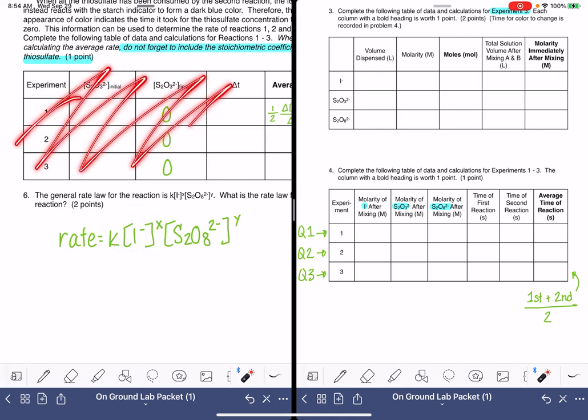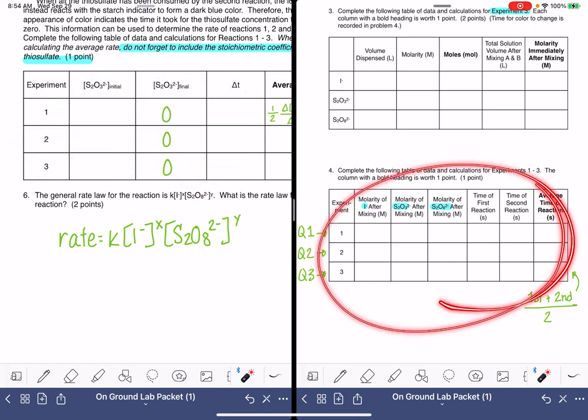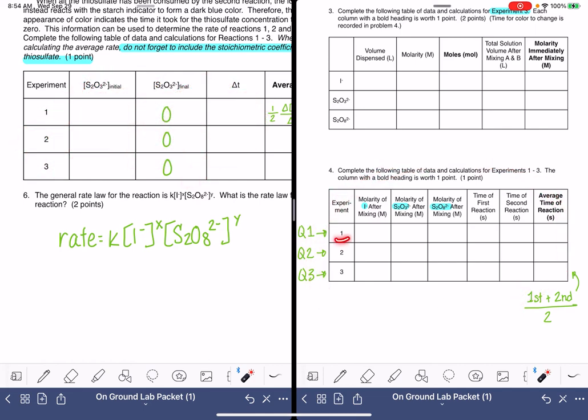Now, don't look here, because the data that you need is not here. The data that you need is over here in question number four. So for experiments 1, 2, and 3, find two experiments where the concentration of I minus stays the same. Let's say that it's 1 and 2. You're going to set this up like a fraction: [I-]^x [S2O8 2-]^y.